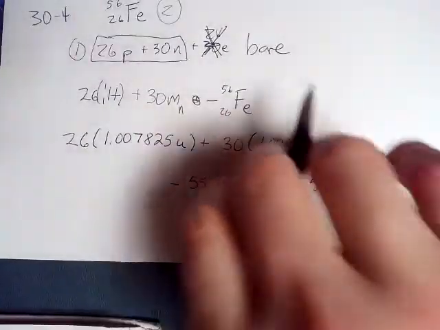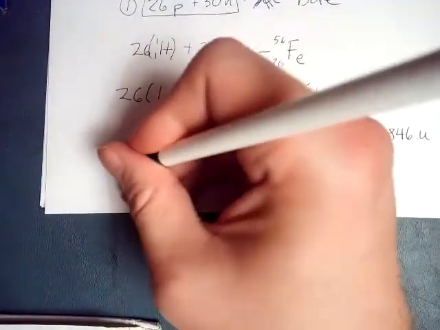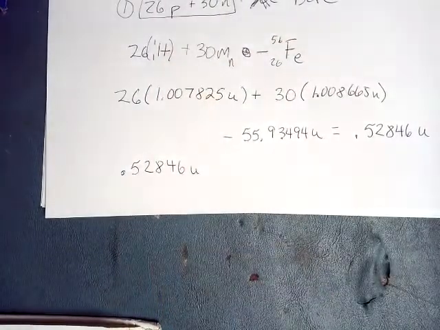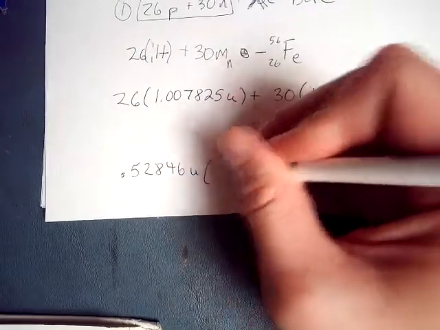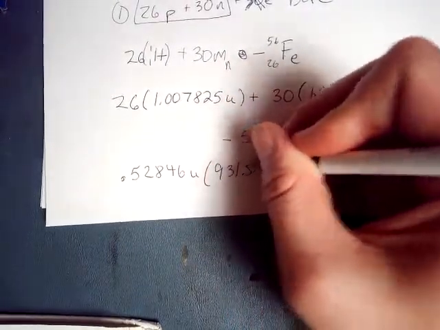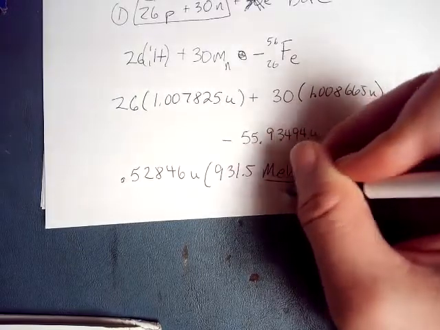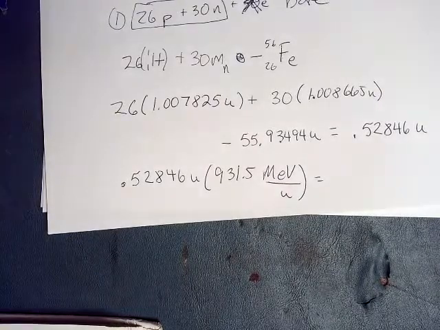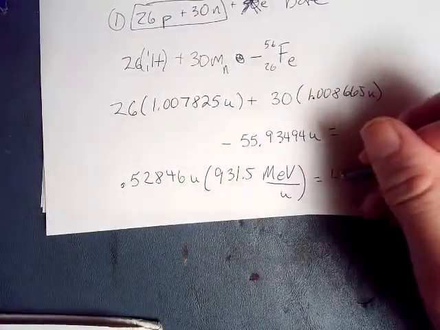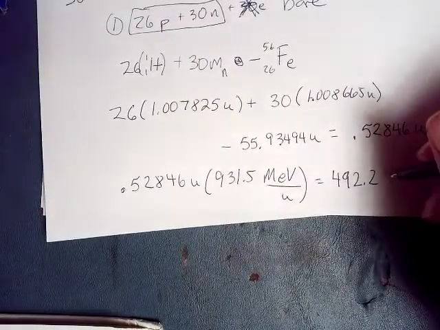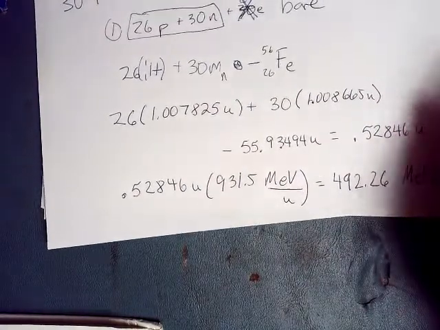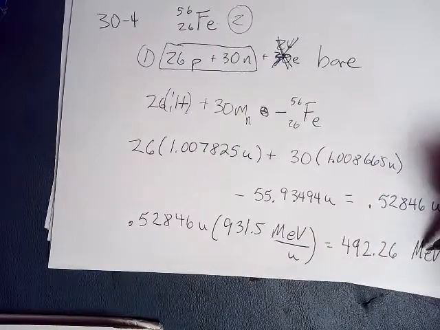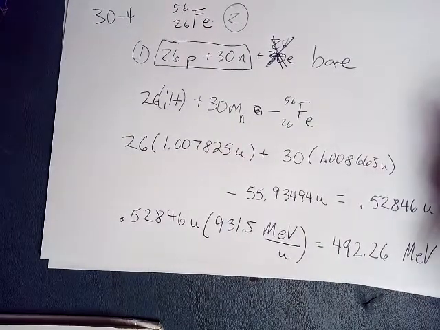Okay. Now that's not an energy, that's a mass. Now to find the energy, you take the mass you just found and multiply it by this conversion factor, 931.5 mega electron volts per u. And this is like 492.26 MeV. MeV is kind of a standard unit for this. If we tried to use joules, these numbers would be incredibly tiny.